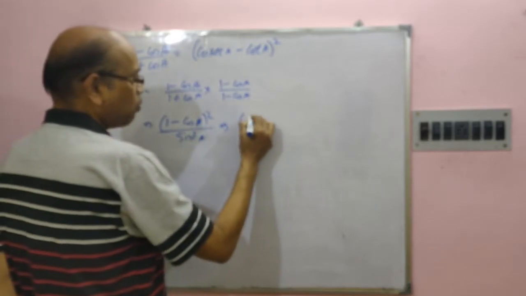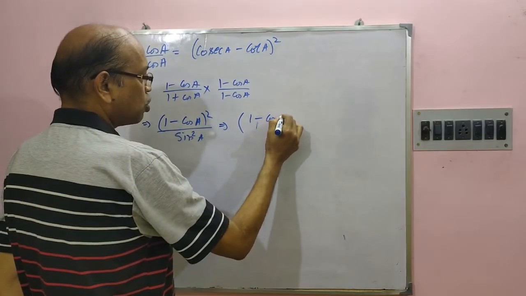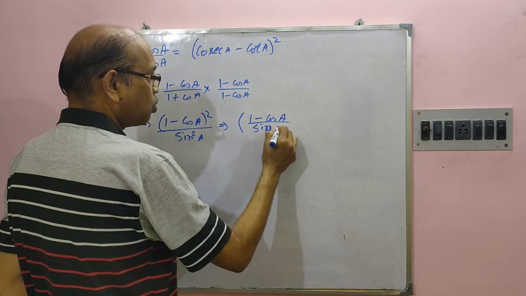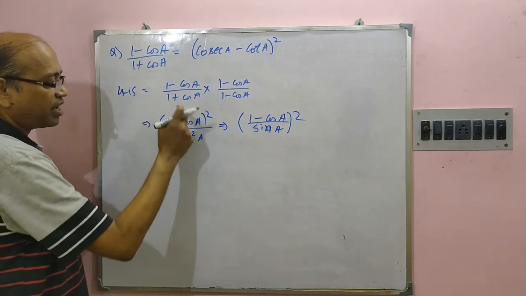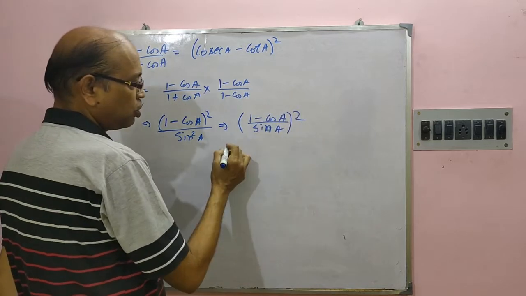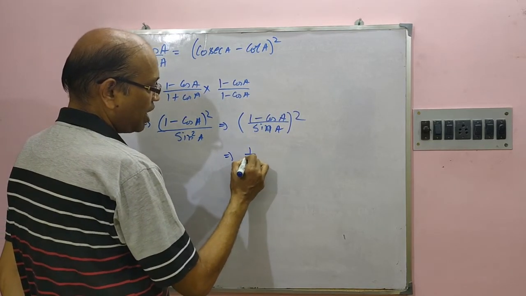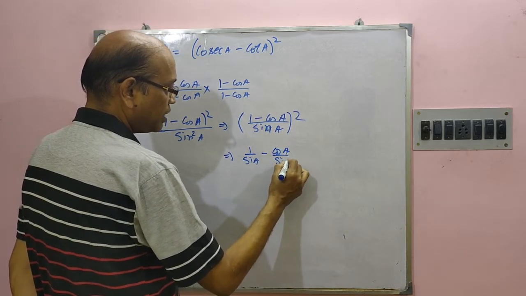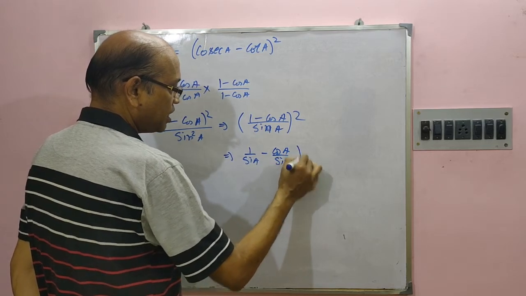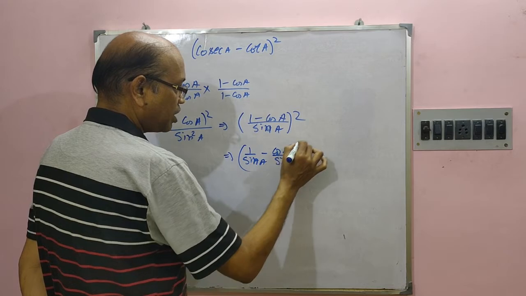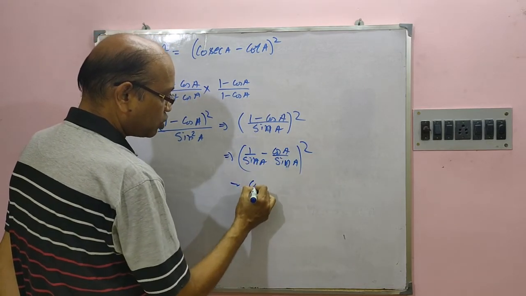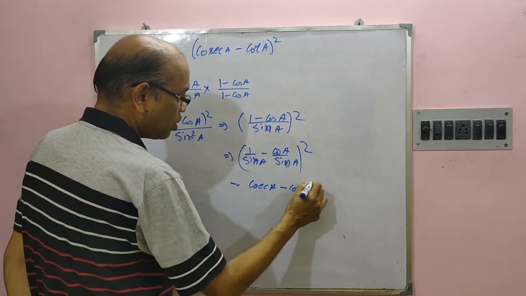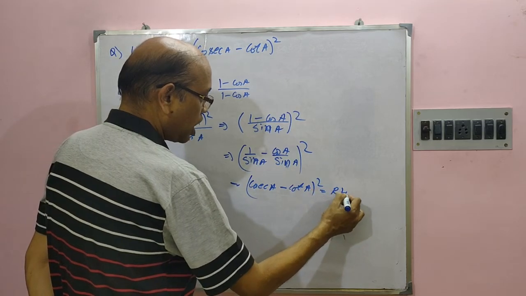Can this be written as 1 minus cos A by sin A whole square? Can I bring the square inside the total bracket? Yes, I can do this, and this can be written as 1 by sin A minus cos A by sin A whole square. So 1 by sin A is cosecant A, minus cos A by sin A is cot A, whole square. This is equal to your RHS, proved.